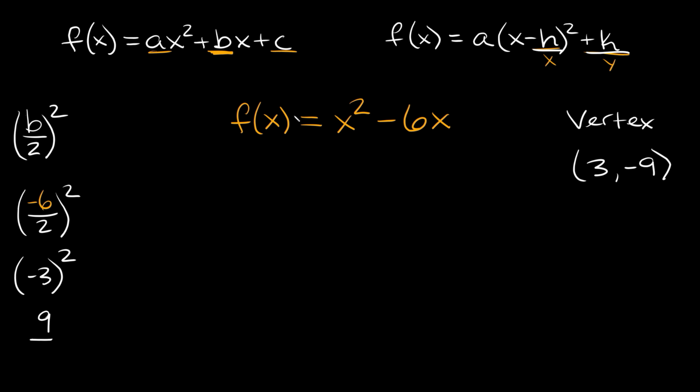And all you do is you set your function equal to 0. Okay, so we're going to plug in a 0 for f of x. So we're going to say 0 is equal to x squared minus 6x. Okay, so here we're trying to solve for x.